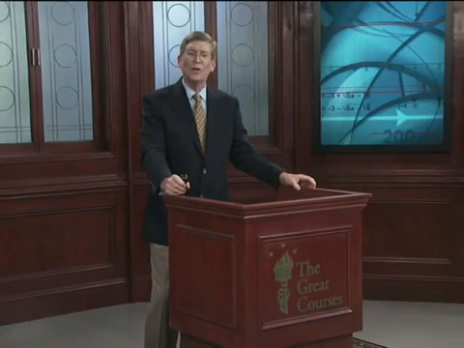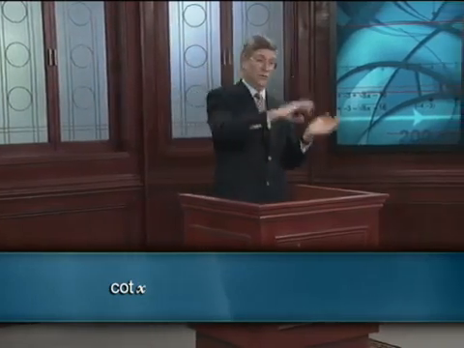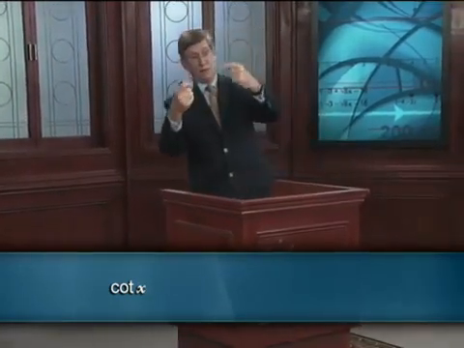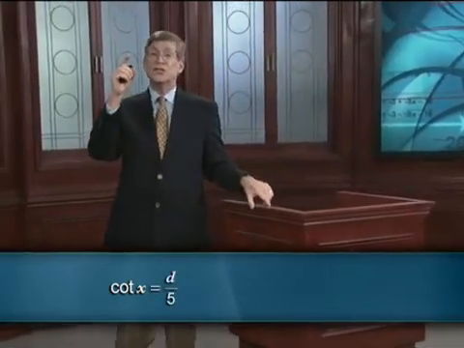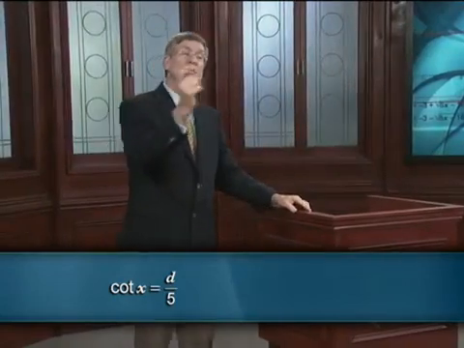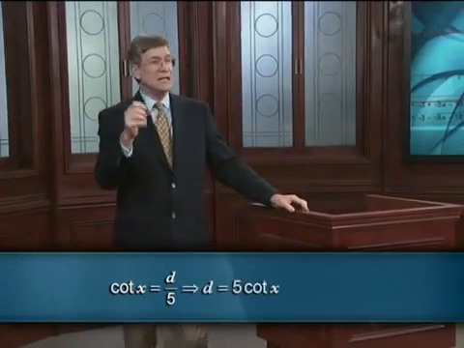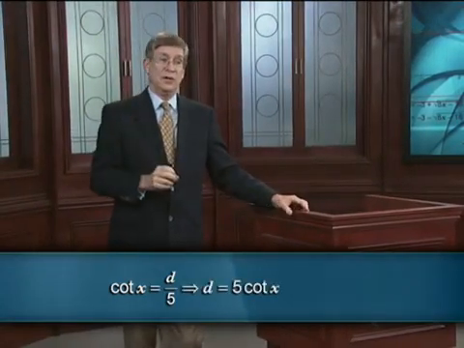Well, look at the setup. Can you write d as a function of the angle x? What's the cotangent of x? Cotangent is adjacent over opposite. Remember, tangent is opposite over adjacent, so cotangent is backwards. So cotangent is d over 5. Multiply by 5, and you have d equals 5 cotangent x.